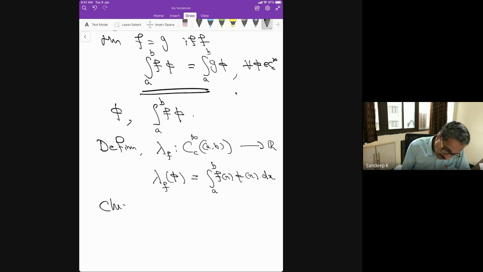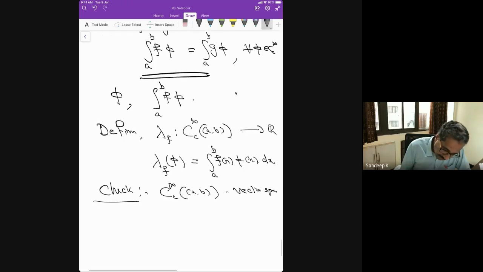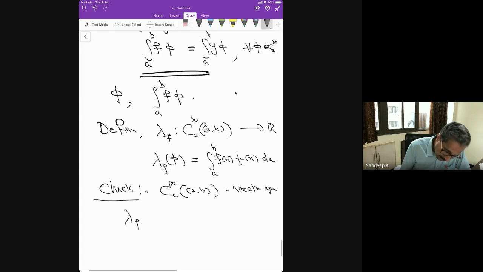Then you can very easily check that, first of all, C_c infinity of (a, b) is going to be a vector space. It's a vector space. And lambda f from C_c infinity of (a, b) to R is linear.